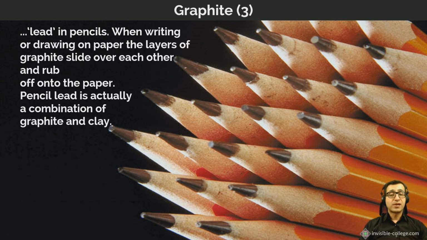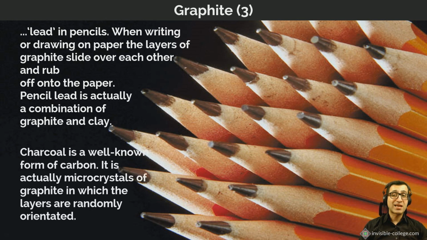Now, charcoal is also another rather widely used and well-known form of arrangement of carbon, and it's carbon arranged in microcrystals of graphite where the layers are randomly oriented. So that's the structure and the bonding within graphite. Let's take a look at how that relates to its physical properties.